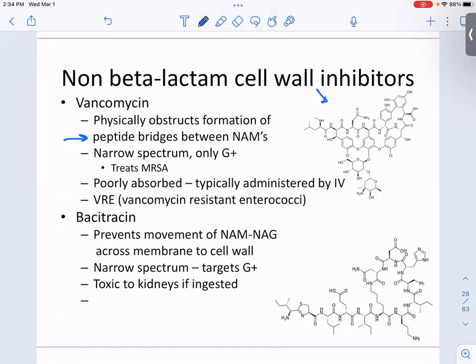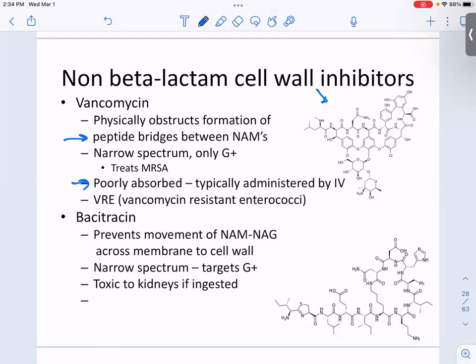So it does work there. The other thing that it's commonly used for is C. diff. Most of the time it has to be administered by injection because it's not absorbed very well. But if you're treating C. diff, that's the one exception. You can give it orally, and then it gets to the place where it needs to work, our GI tract.